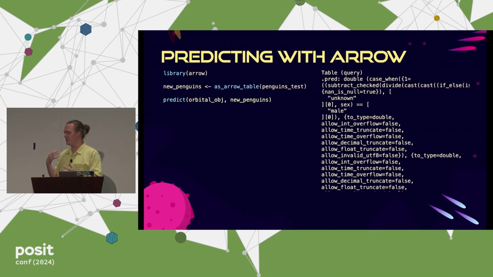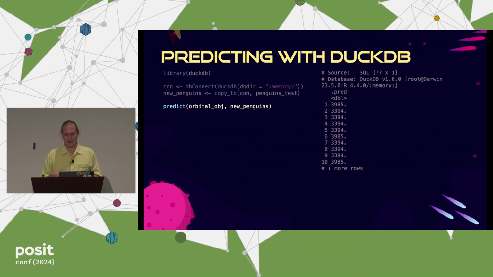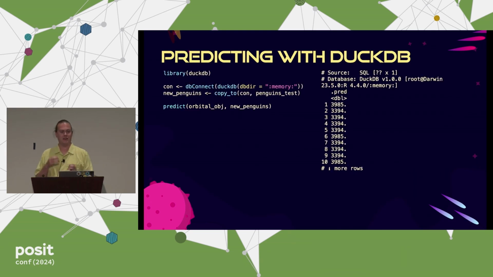Also works with things like arrow. The print isn't nice, but I promise that it returns the same thing. And it will also work with niceties like duckdb. So we have like on-disk prediction, but not inside the R session.